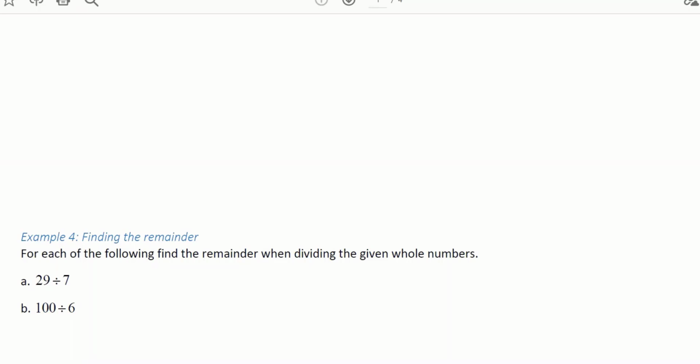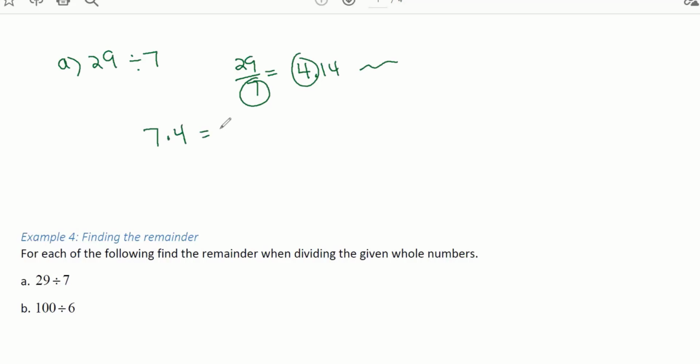We're asked to find the remainder when dividing the whole numbers. So for the first one, 29 divided by 7. Let's look at what we get when we divide on a calculator. 29 divided by 7 is going to give us 4.14, etc. So we want to take the 7 and the 4. 7 times 4 is 28. That is our whole number part. And then we take the 29 minus that 28 to get the remainder, which is 1.